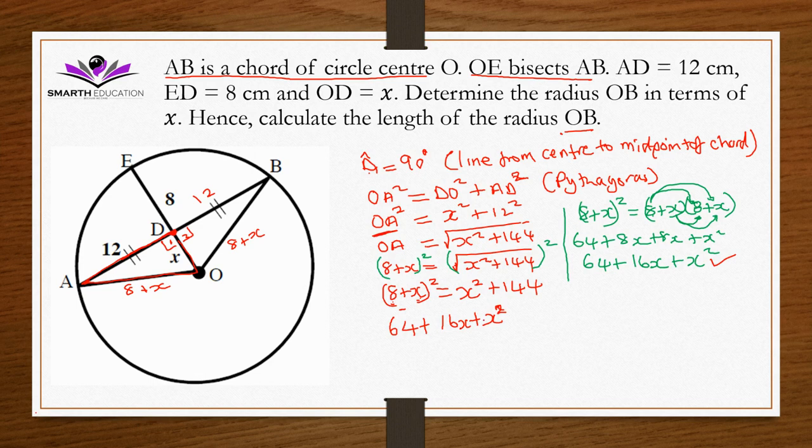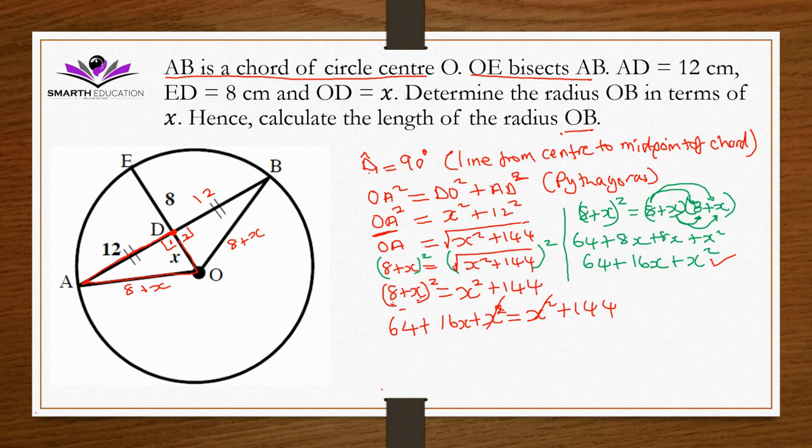If you're dealing with square binomials, and then we say x squared plus 144 here. Right, and then if you have two terms that are the same on the opposite sides of the equal sign, you can just cancel them. x squared and x squared, they go. We remain with a linear equation.